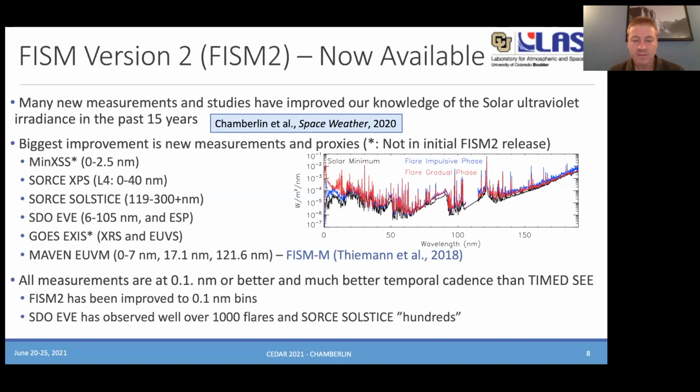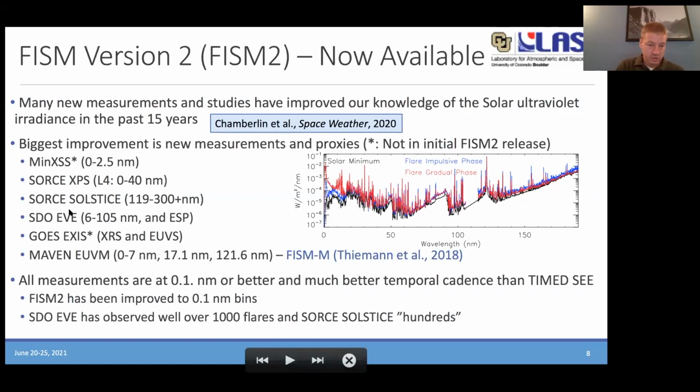And always please feel free to email me if you want to discuss this, if you want to work on how to implement FISM2 into your IAT model, data assimilation model, anything you want, please reach out to me. I'm very happy to help you get going on this and get this integrated. But as I said, the biggest improvement is the new measurement data set it's based on.